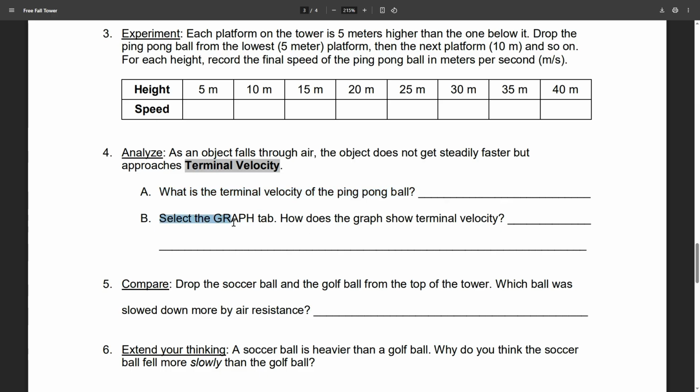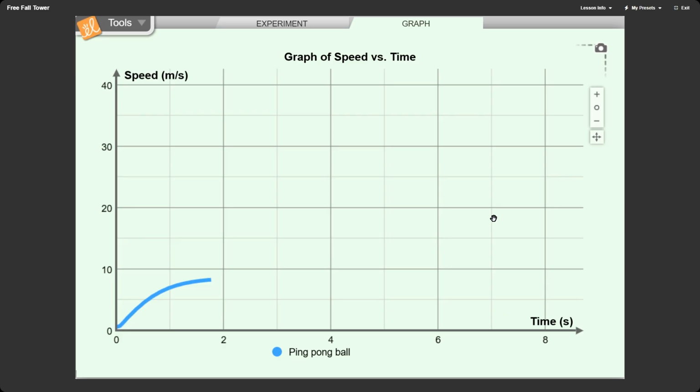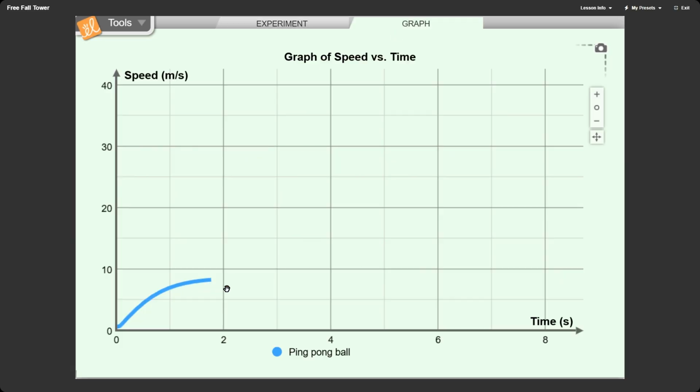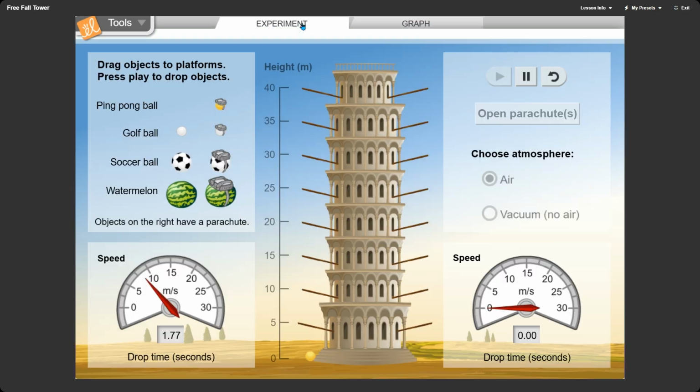Then for 4b, select the graph tab. How does the graph show the terminal velocity? Again, from the experiment, you can write the terminal velocity. You'll see it around the upper portion of the height. You'll see that number, but the graph will also start to plateau out. And wherever you see that plateau is where the terminal velocity of the ping pong ball should be.